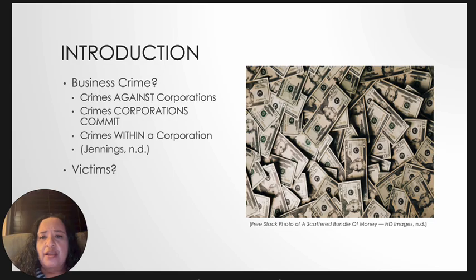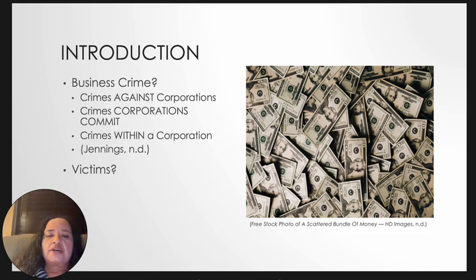Corporations commit crimes such as fraud, bribery, and embezzlement, which can be both financial and non-financial. Crimes within a corporation would be illegal acts committed by individuals for the benefit of the corporation, including offenses like fraud, bribery, embezzlement, and antitrust violations.